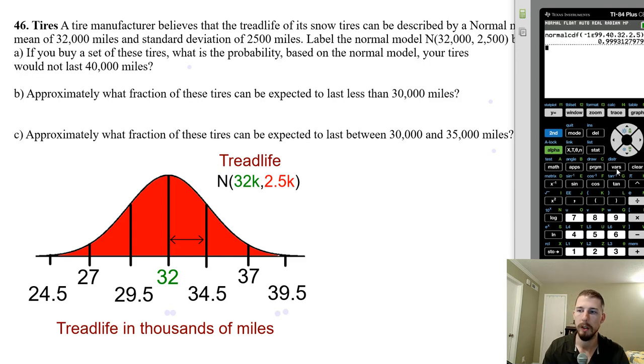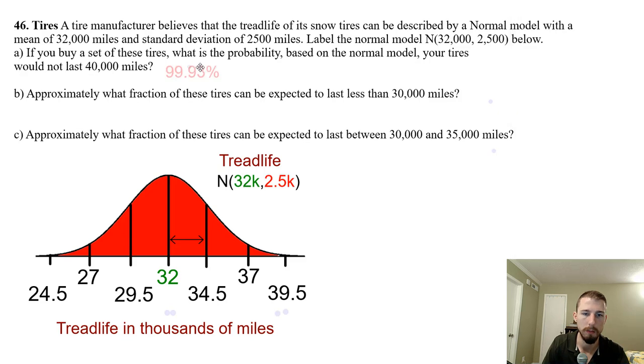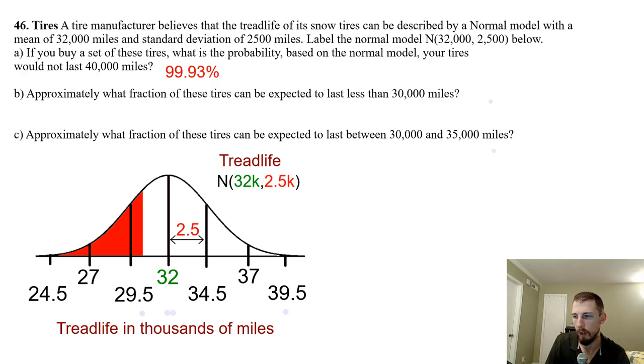And that's going to give me a probability of 99.93%. So 99.93%. Approximately what fraction of these tires can be expected to last less than 30,000 miles? So 30,000, somewhere about here. We want to find the area under the curve there.